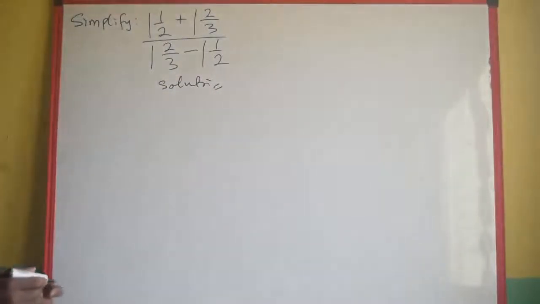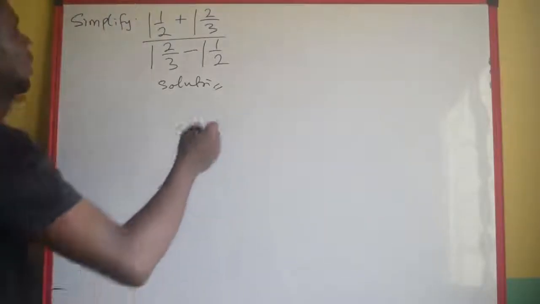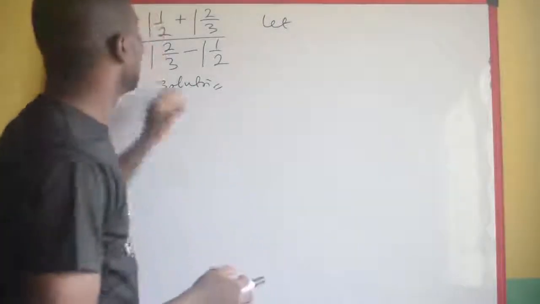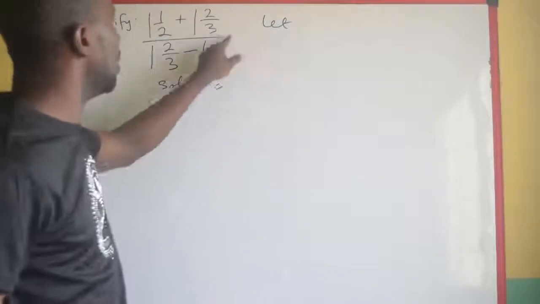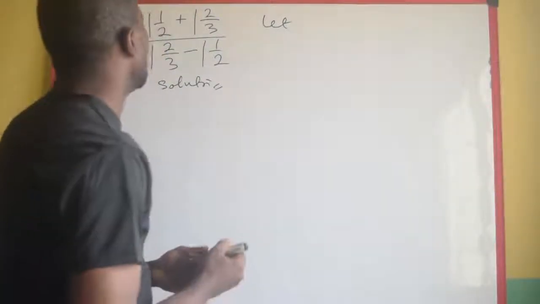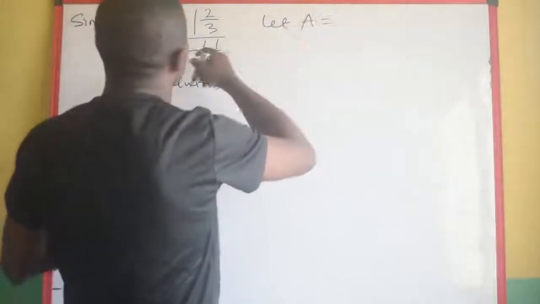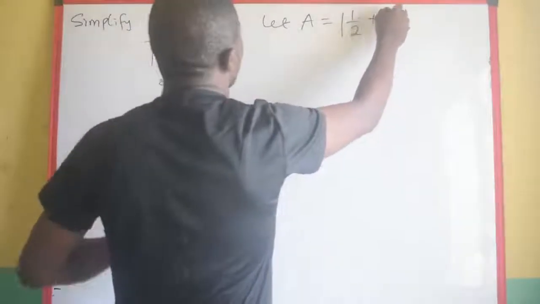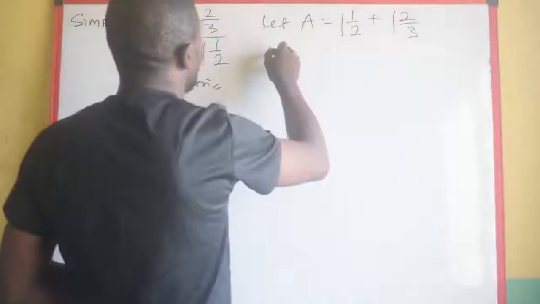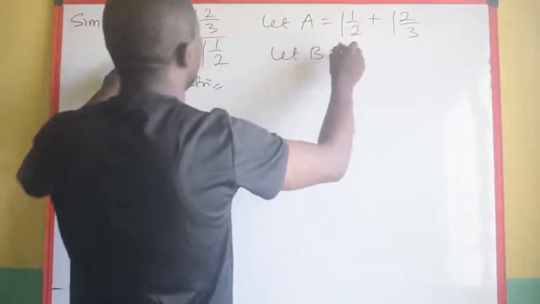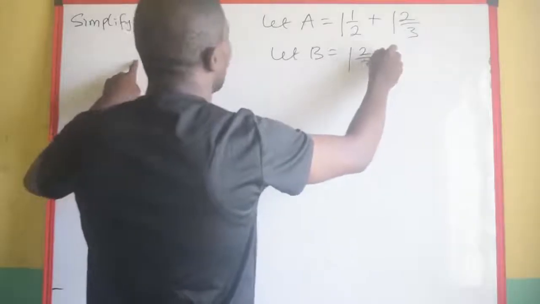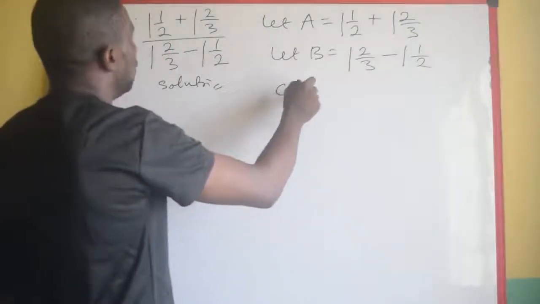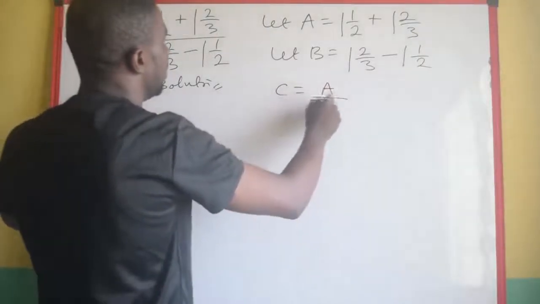After you must have written solution, the next thing you should do is select A, you just divide it, because if you check the thing, it looks like it has steps. Look at the top one, look at the lower one, and you consider the division sign. So you select A. Let A be 1 whole number 1 over 2 plus 1 whole number 2 over 3. And let B be 1 whole number 2 over 3 minus 1 whole number 1 over 2. And let your C be A divided by B.